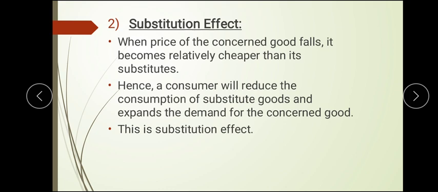I hope you are very clear with this. If you still have any doubt, just call or message, I will give you the reply. Today you have to write this down and learn these 3 questions properly. Next class we'll study the exceptions to this law of demand and further new topics.